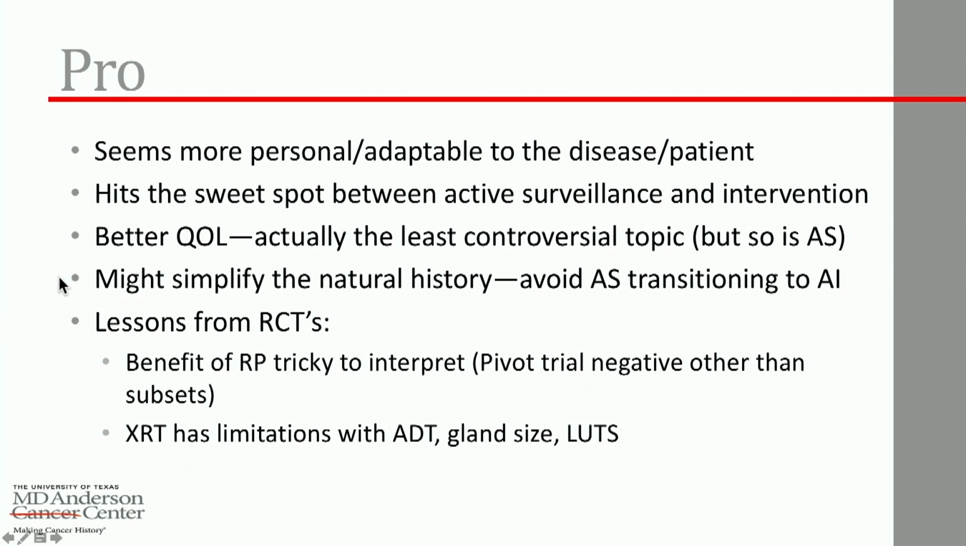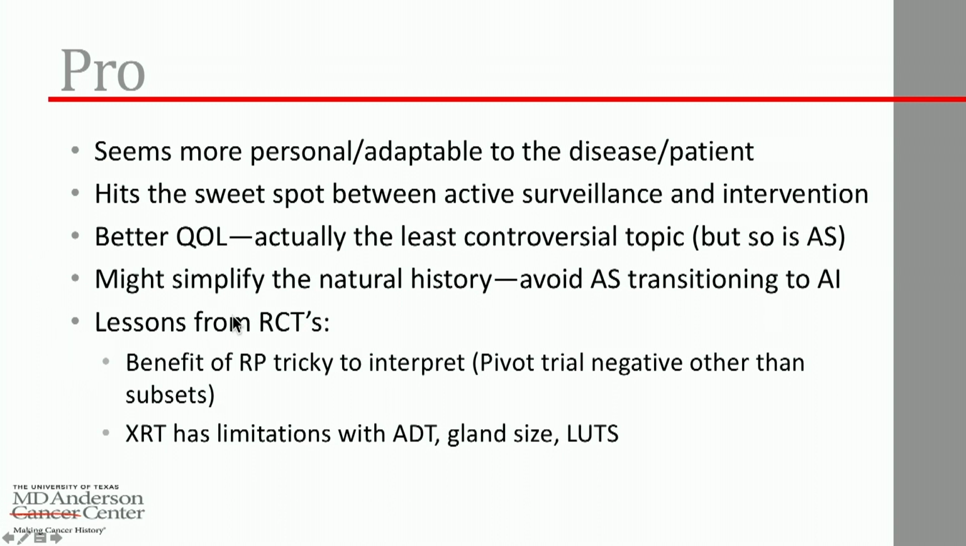But maybe it will simplify the natural history of the disease, avoiding the transition from active surveillance to intervention, which, if you're on the PROTECT trial, was half the entire surveillance arm. At Anderson, depending on selection criteria, it's anywhere from 15 to 30%. So could you head that off with some sort of adjuvant therapy, some people have described it.